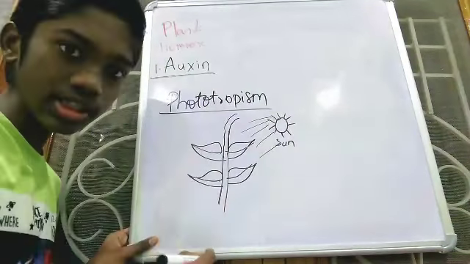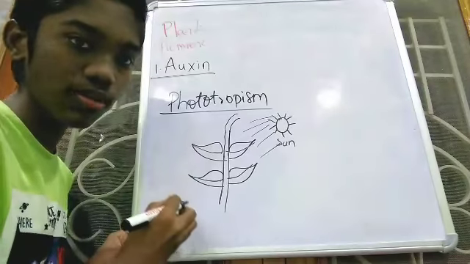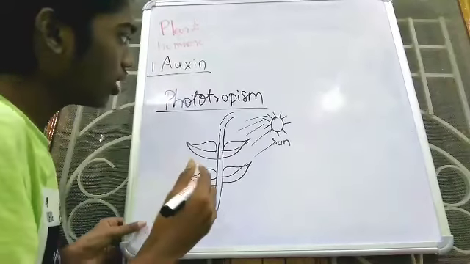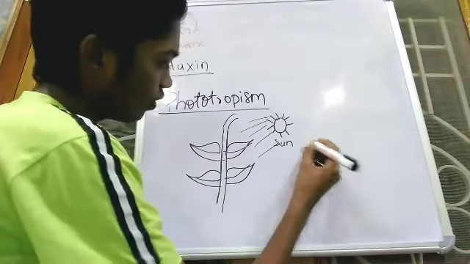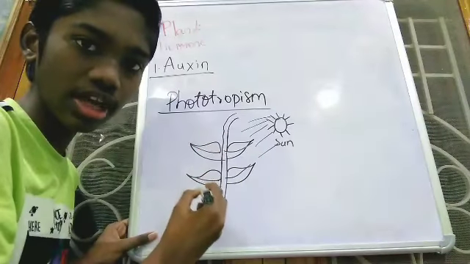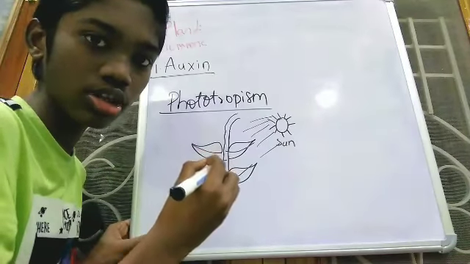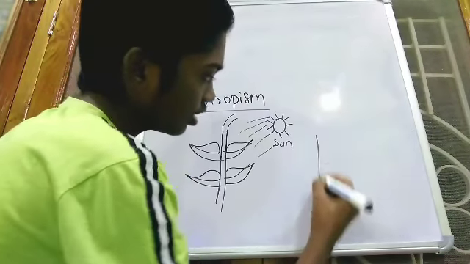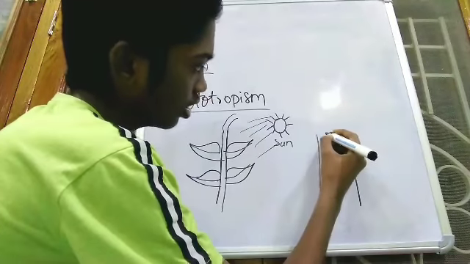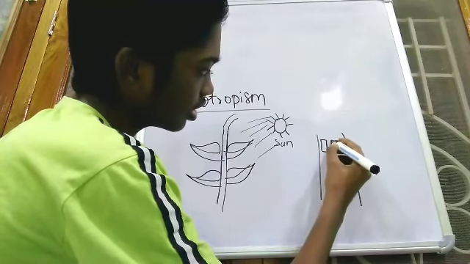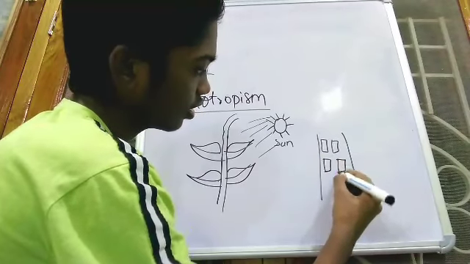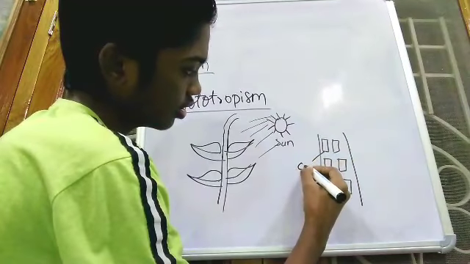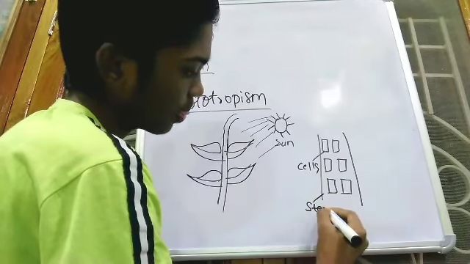The plant hormone auxin that is generated in the leaves of the plants is responsible for the process of phototropism. So let us see how this phototropism is performed with the help of the plant hormone auxin. We know that every living body consists of cells. Every living body is made up of small and minute structures called cells. Plants also have cells. So this is the stem of the plant, and these are the cells that are present inside the stem of the plant.